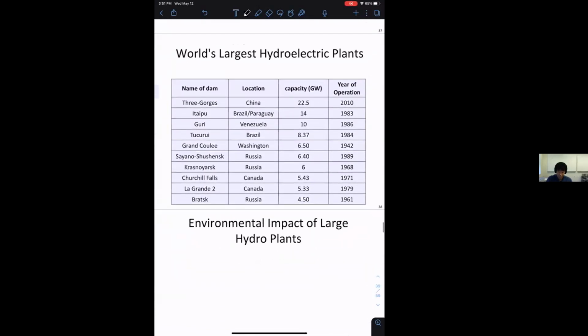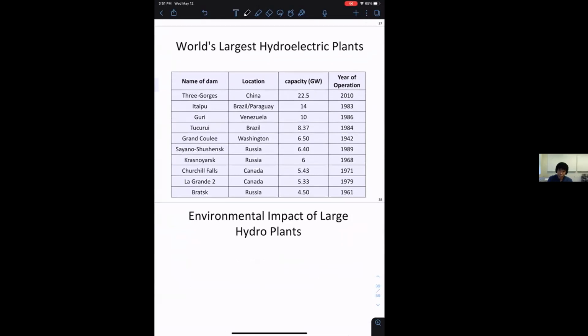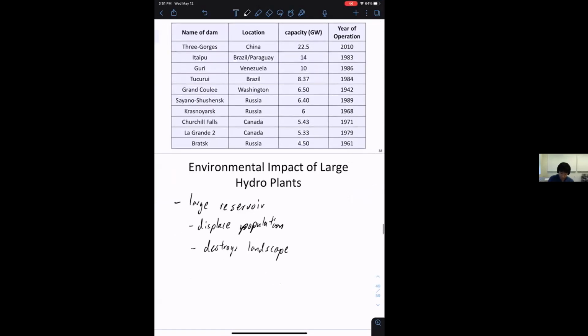Right. So for these hydropower plants, there are environmental impacts. When you have a large reservoir, for a large power plant like Grand Coulee, you need a reasonably sized reservoir. It's much smaller than Three Gorges, but still not that small. When we build a large reservoir, this displaces population. Somebody has to move. And this destroys landscape. You're flooding whatever you had before underwater.